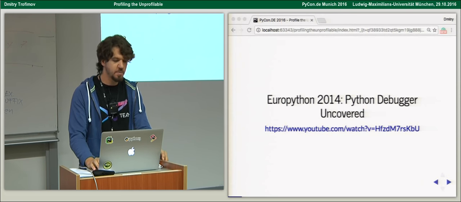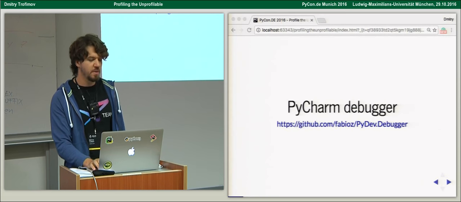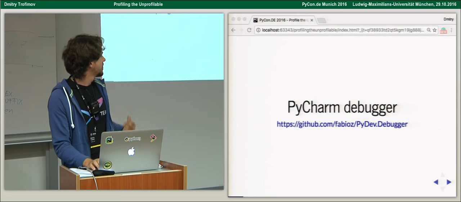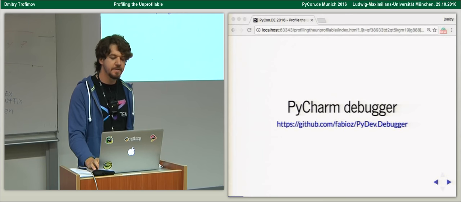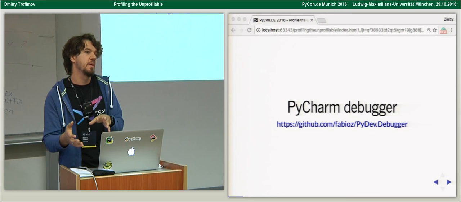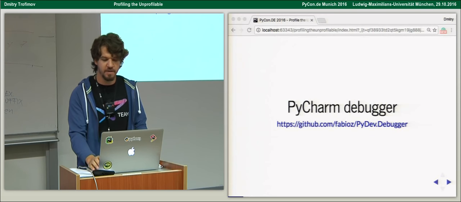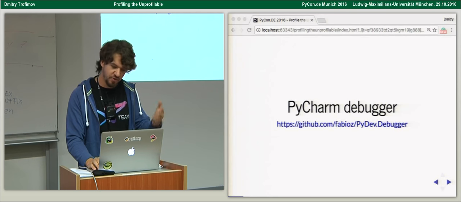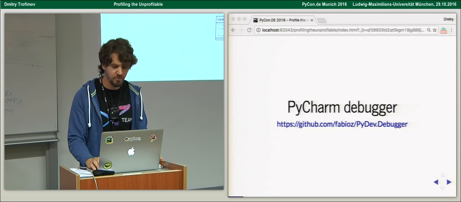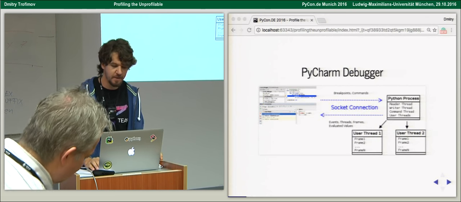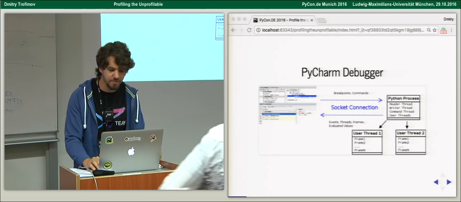The debugger that we'll be talking about is an open source project, a Python project written in Python, and it's the debugging backend shared by PyCharm IDE and PyDev IDE. Also a very interesting project. If you're interested, you can just read the code. So we are speeding up the debugger, and here is the debugger architecture.